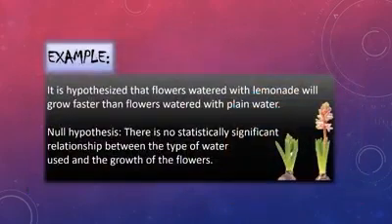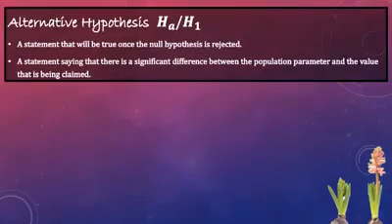For example, it is hypothesized that flowers watered with lemonade will grow faster than flowers watered with plain water. So in stating our null hypothesis, there is no statistically significant relationship between the type of water used and the growth of the flowers. In other words, the type of water has nothing to do with the growth of the flowers.